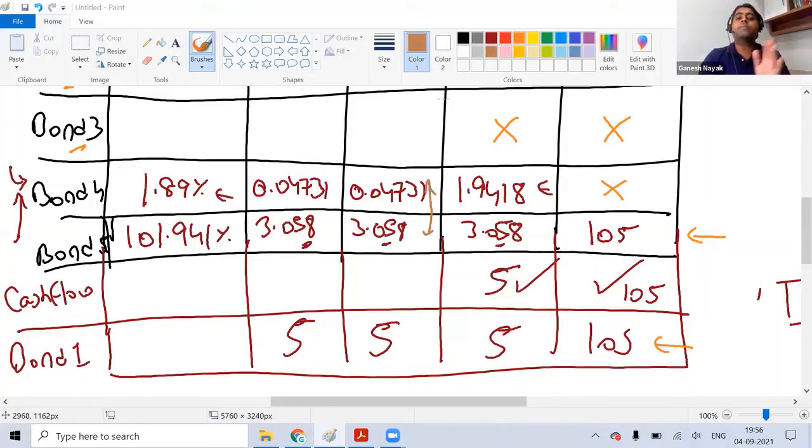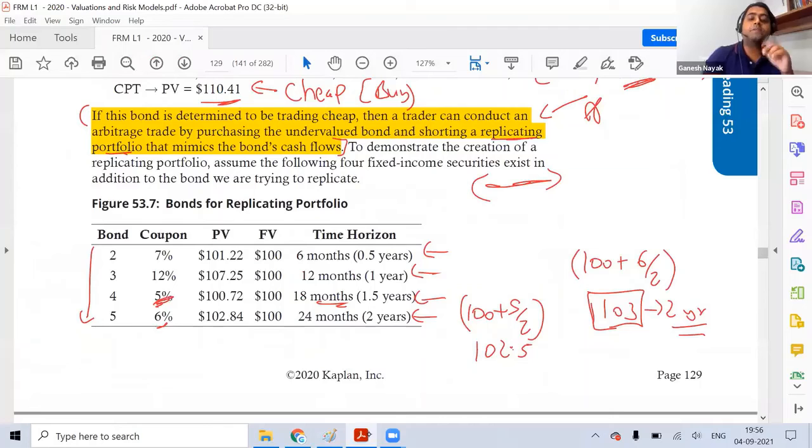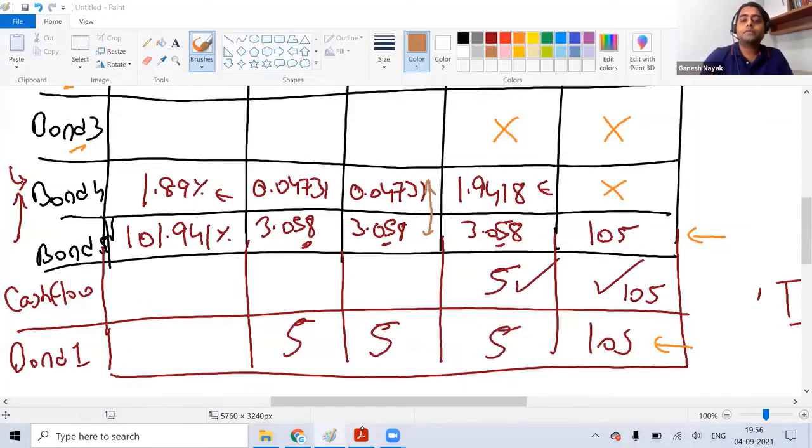Ankit, I have taken 1.89% of 2.5. $2.5 because this is 5% divided by 2. This is the cash flow that you're going to get, right? No, Ankit, it is not going to be 1.9894 same every time. That 1.94 was out of that 102.5.